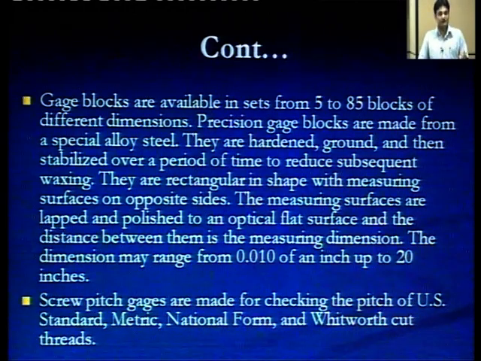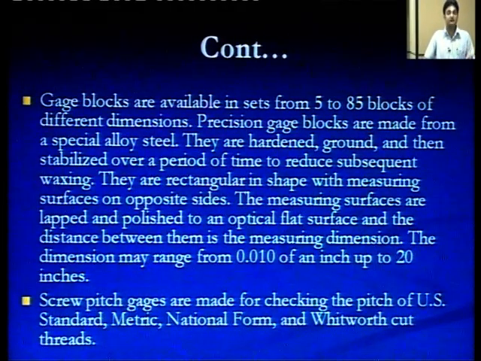This is done so that wearing of the gauges is less, because naturally if we are using the gauges, there will be wear and tear of these gauges. So to lessen this wear and tear, these are hardened and ground, and alloy steel is also used to reduce this wear and tear.